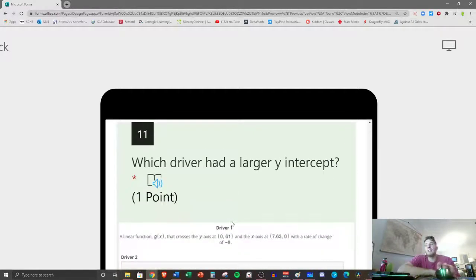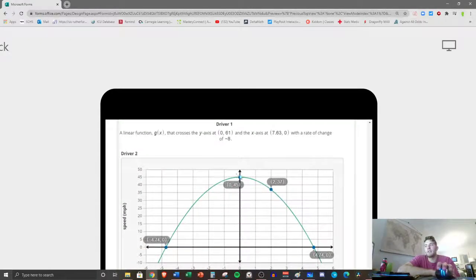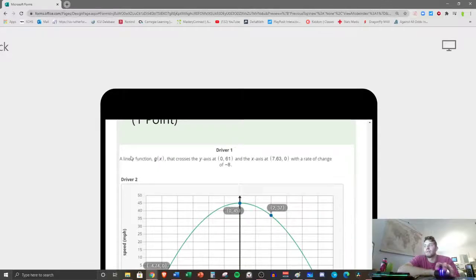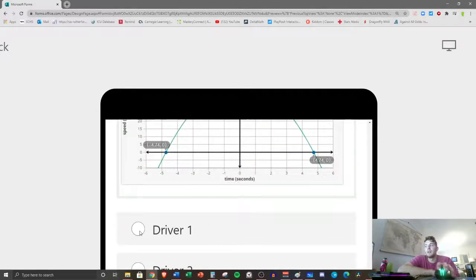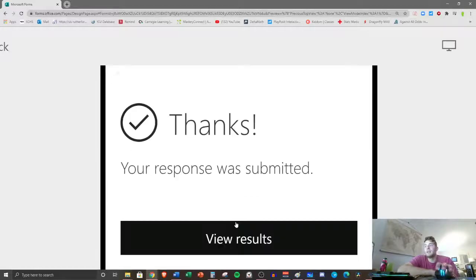All right, which driver has a larger y-intercept? So this one has one at 0.45. We can see it crossing that y-axis. Look at driver 1, linear function, g of x, it crosses at 0.61. So driver 1 actually has the higher y-intercept. So we're going to put driver 1. And there we go. We submit.